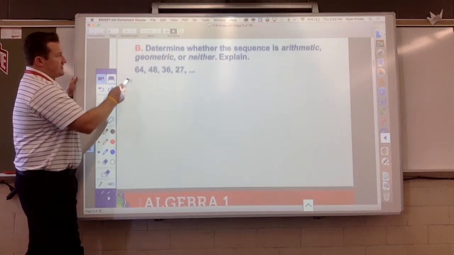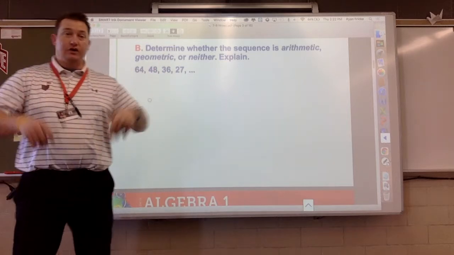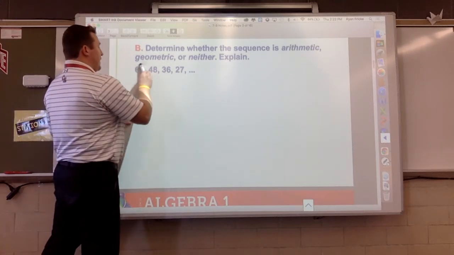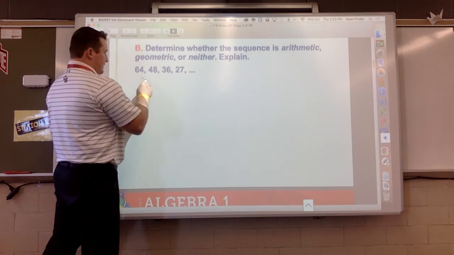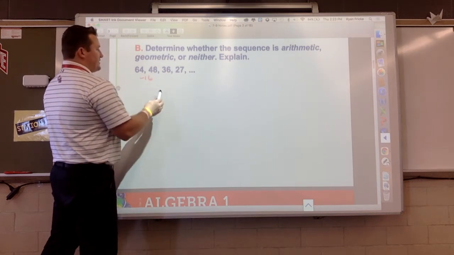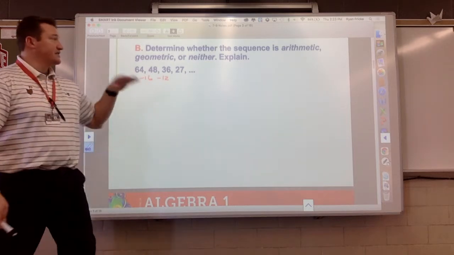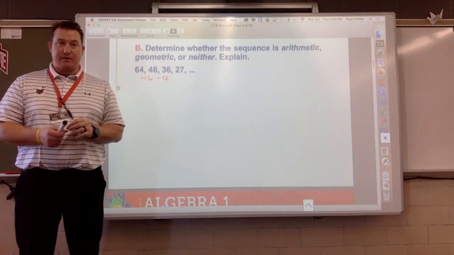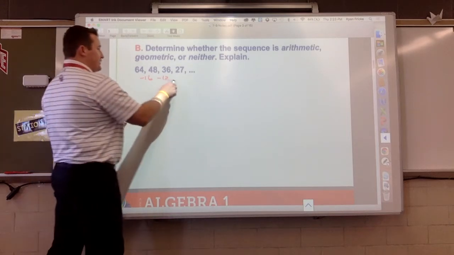Same kind of question. We're going to do some subtracting here. 48 minus 64 is negative 16. 36 minus 48 is negative 12. I can stop right here. This is definitely not arithmetic, or I would keep getting the same number. Scratch this out of here.